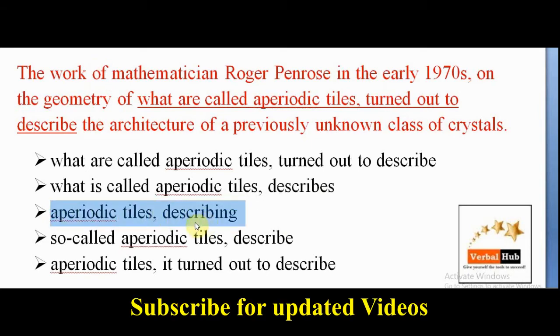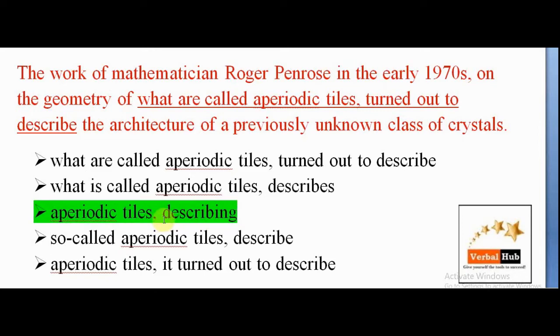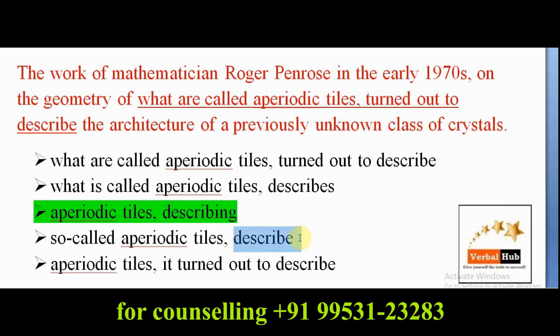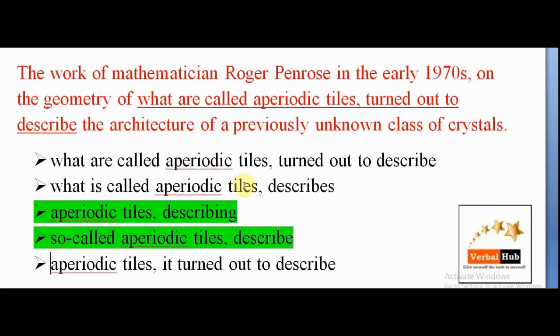Because it is describing, and describing is an incomplete verb, right? There must be is, am, are, was, were before ing, only then it will become a main verb. So incomplete verb. Option D out. Why? Because it says describes. Work describe, no, work describes. Subject verb agreement error, and that is why option D out.